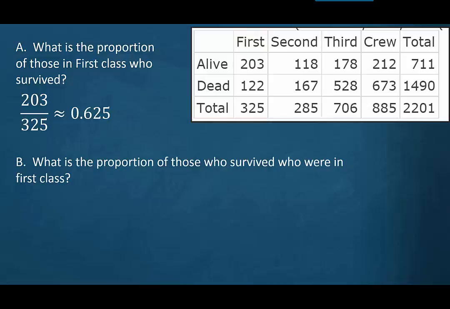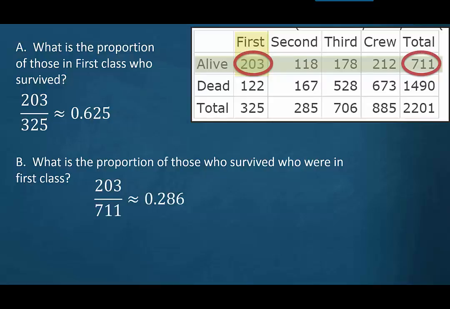Another question: what is the proportion of those who survived who were in first class? So now we're going to look at the alive, those who survived. Only focus just on that one row that I highlighted here. And we say, okay, how many of them are in first class? 203, and divide that by 711. And we get about 0.286.